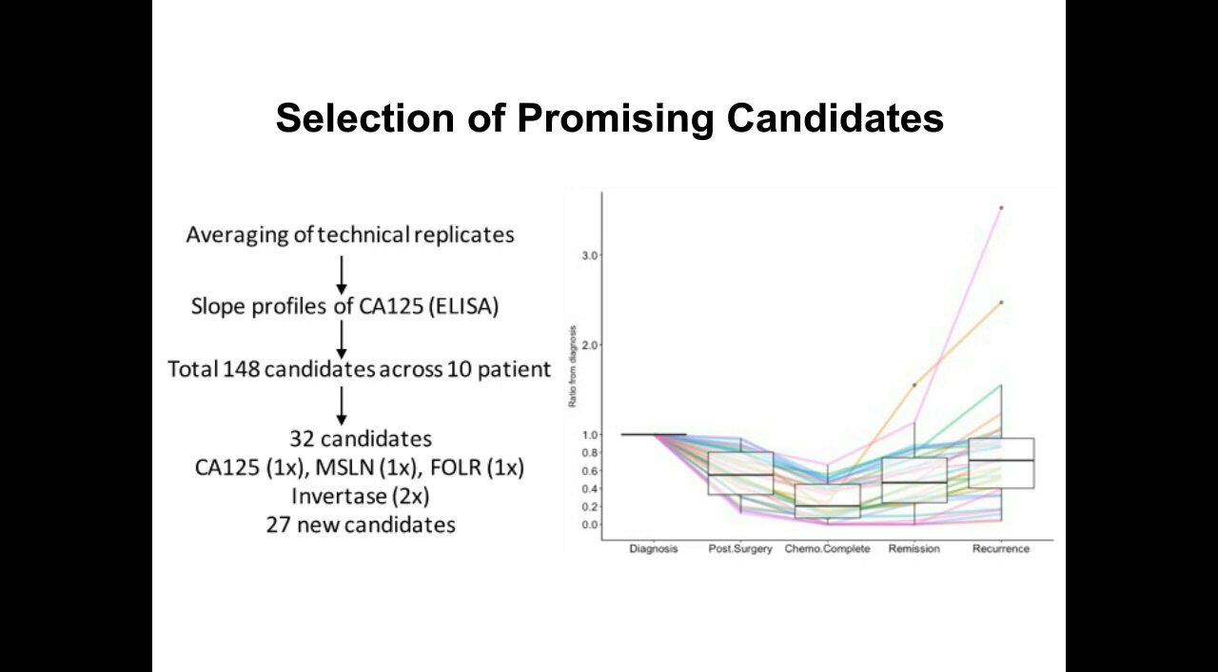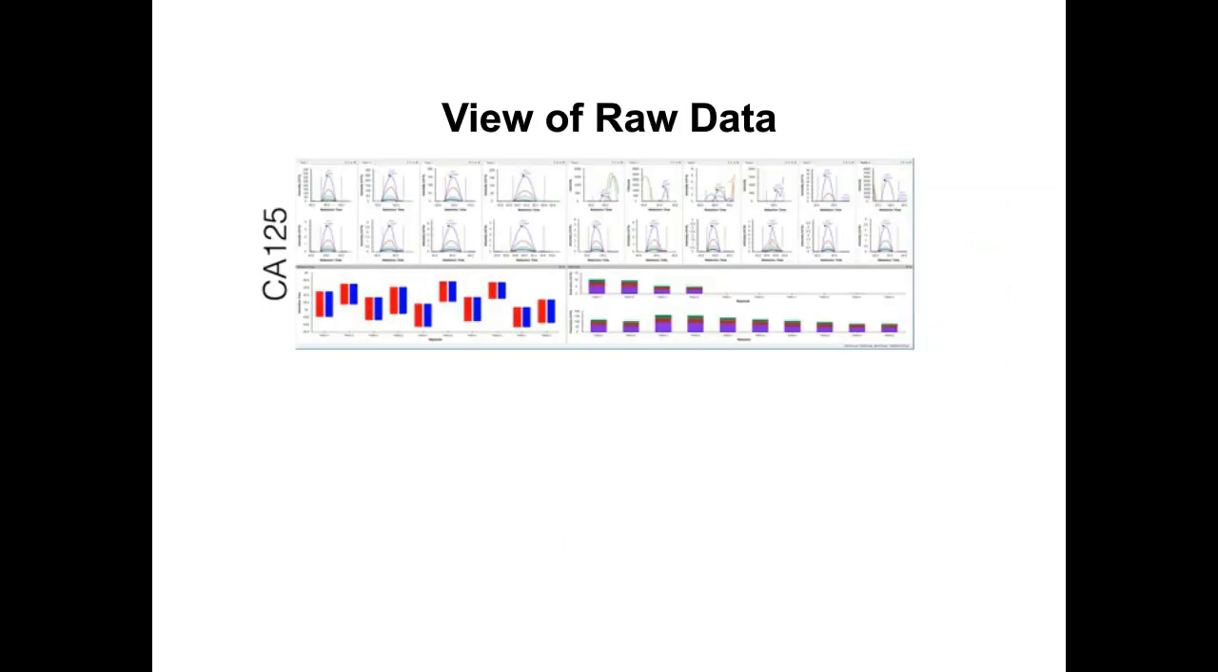First, let's look at CA125, which is the currently FDA-approved marker. That's just a screenshot from Skyline. On the bottom, you can see the stable isotope labeled standard. On the top, you can see the endogenous, the light channel that we quantified. And this is indicated also in these bar charts on the bottom.